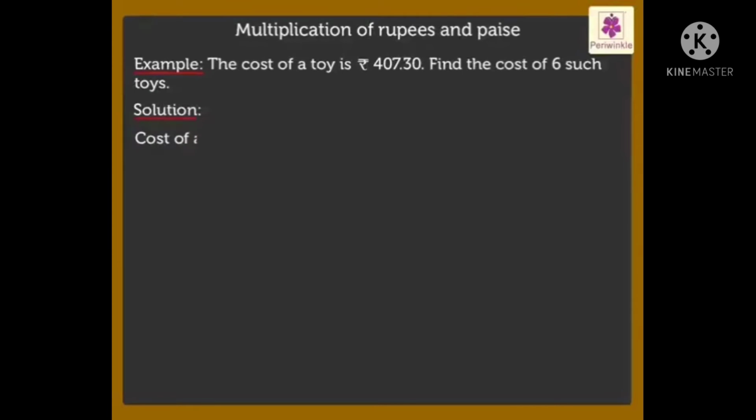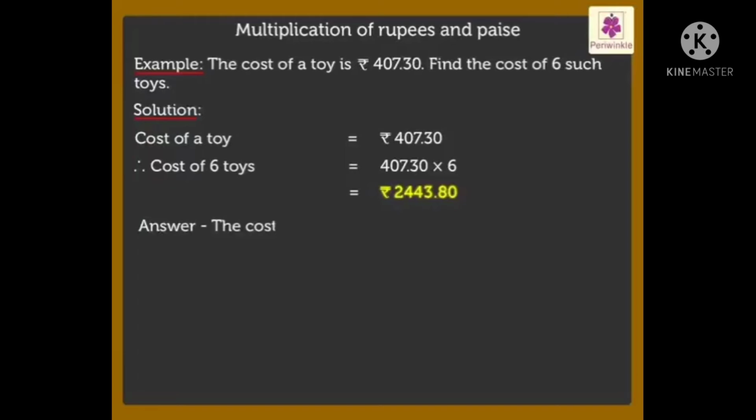Here, the cost of a toy is rupees 407.30. Therefore, the cost of 6 such toys is equal to 407.30 into 6, which is equal to rupees 2443.80. Thus, the cost of 6 toys is rupees 2443.80. Now, let's solve an example on division of rupees and paise.